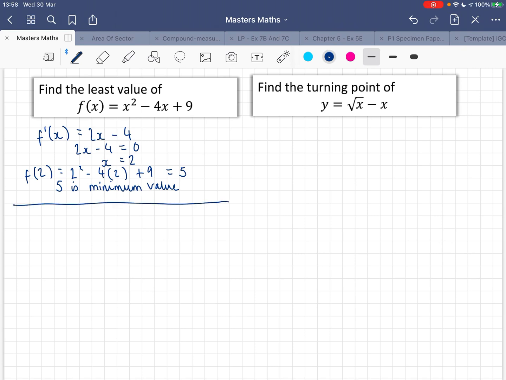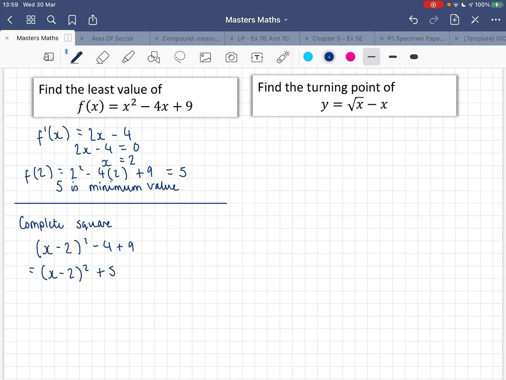The other way to do it is by completing the square. Now again, we can only complete the square if the function is a quadratic. So this only works for a quadratic function. If we complete the square, we get x minus 2 squared minus 4 plus 9, which is x minus 2 squared plus 5.